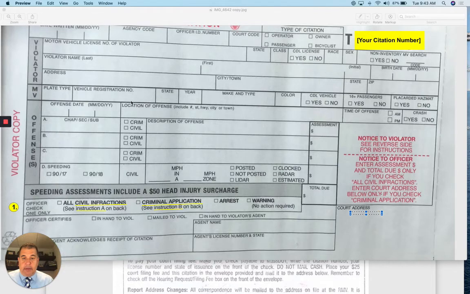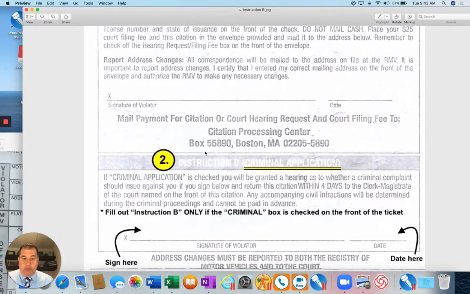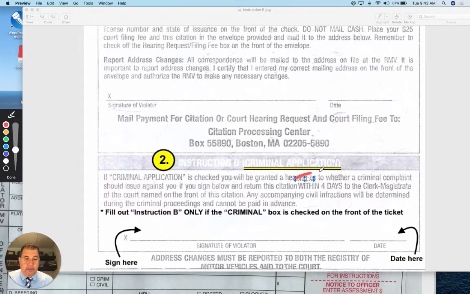We always recommend on this portion of the citation, when you're dealing with the criminal side of things, don't trust the mail. You only have 4 days to get it in. If you don't, they might not give you that hearing. So if you're going to appeal it, and we always think you should, you walk it in, right? You bring it in, you sign it right here, you date it right here. You don't have to put any money with it.